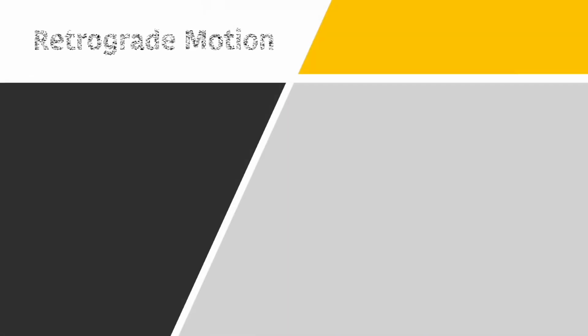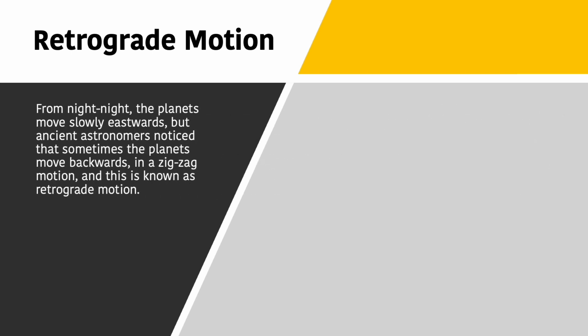Tonight, the planets slowly move eastwards, but ancient astronomers actually noticed that occasionally they went backwards from east to west instead of west to east, in a loop or a zigzag motion. And this motion that we can observe in the night sky is actually known as apparent retrograde motion.